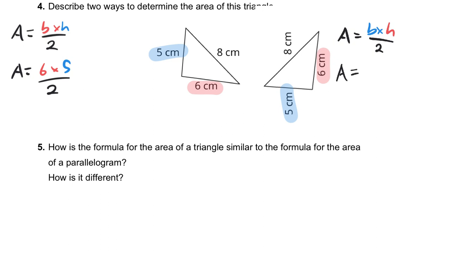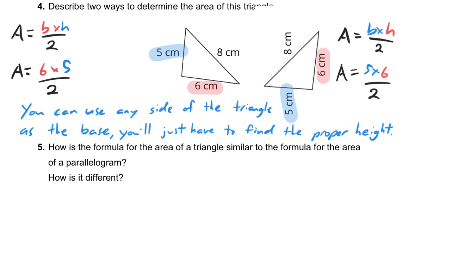Now, instead of 6 being the base, we have 5 times 6, and all of that divided by 2. I would also add a sentence here to make it clear that you know what you're doing. You can use any side of the triangle as the base, you'll just have to find the proper height.